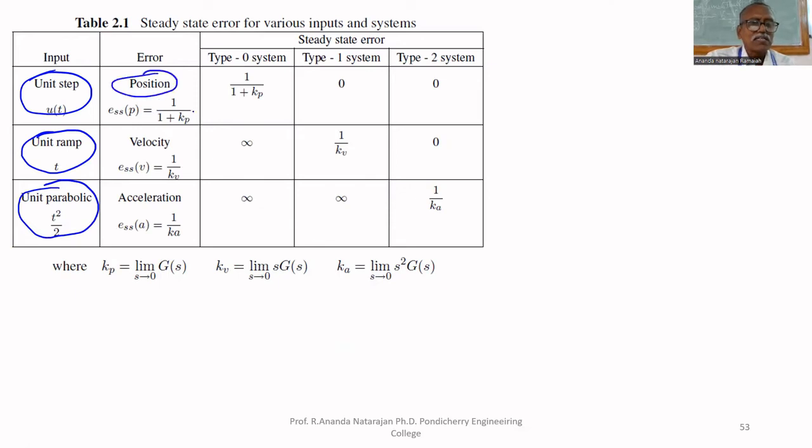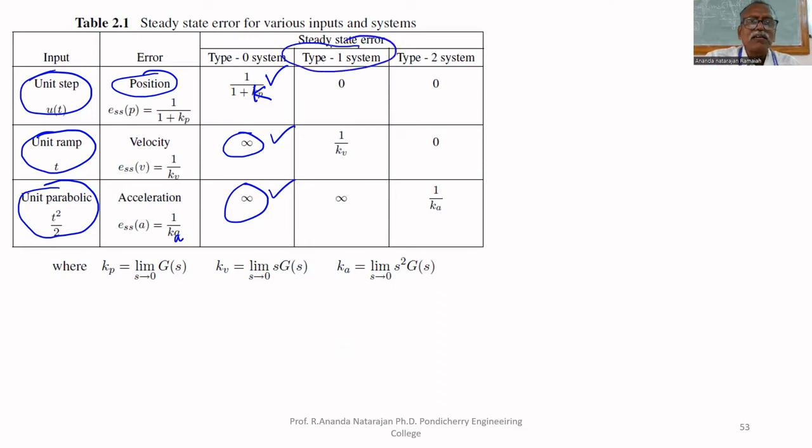Position error is 1 by 1 plus Kp. If you substitute, you will get 1 by 1 plus K for a type 0 system. For velocity error, what will you get? Infinity. For acceleration error, 1 by Ka, you will also get infinity. So for a type 0 system, only for position input you are getting 1 by 1 plus K. For the other two cases, you are getting infinity.